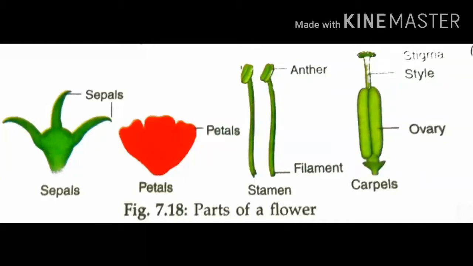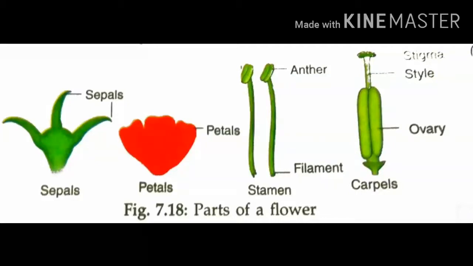Next, the third part, that is a stamen. Many little stalks with swollen tops. See there, that stick-like structure is a little stalk with a swollen top. The stamen is present in the center of the flower. This one is called a stamen.